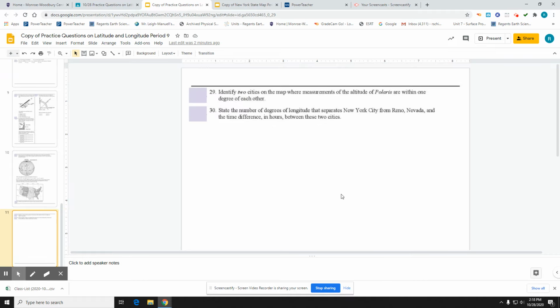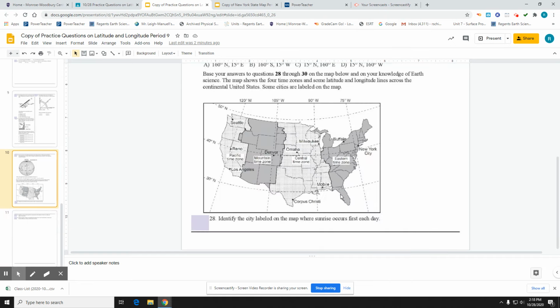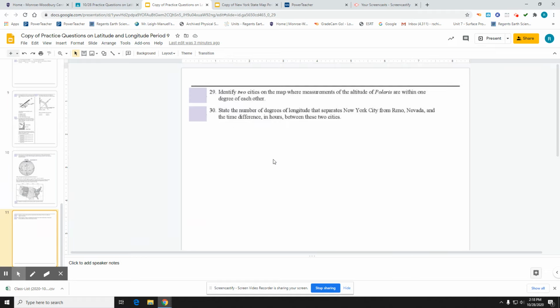Identify 2 cities on the map where the measurements of altitude of Polaris are within 1 degree of each other. So since the altitude of Polaris is equal to your latitude, there are a couple cities that appear to be almost on the same latitude, like Omaha and New York, or Buffalo and Milwaukee, or Reno and Denver. Those would all be decent choices as far as stating that they're about 1 degree from each other.